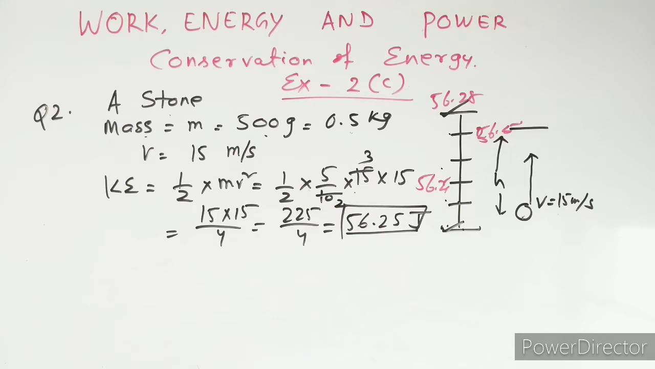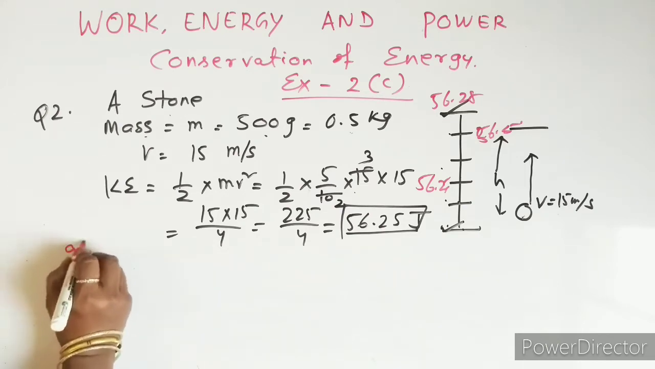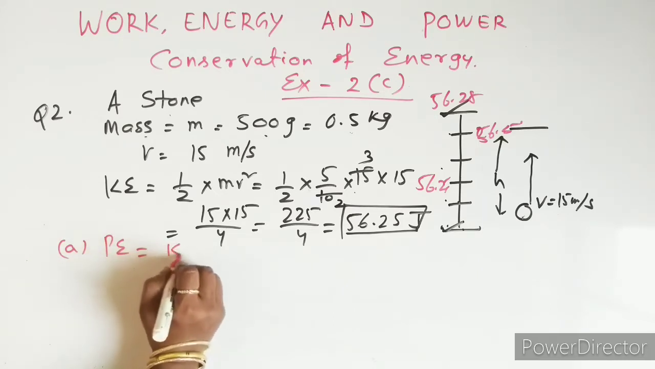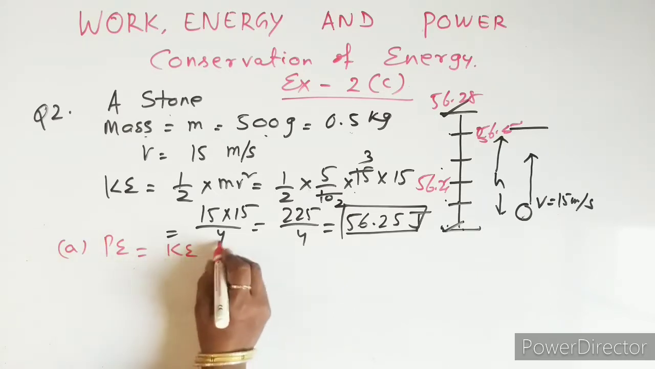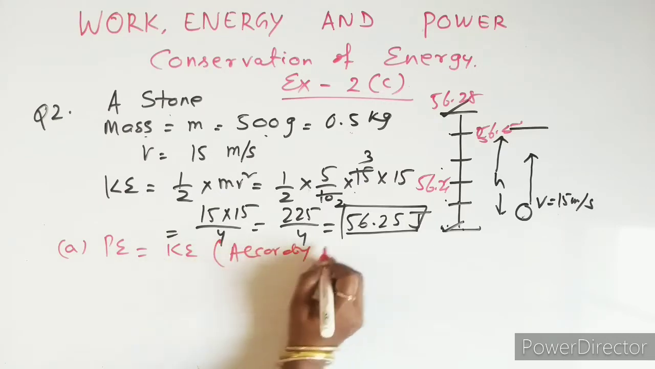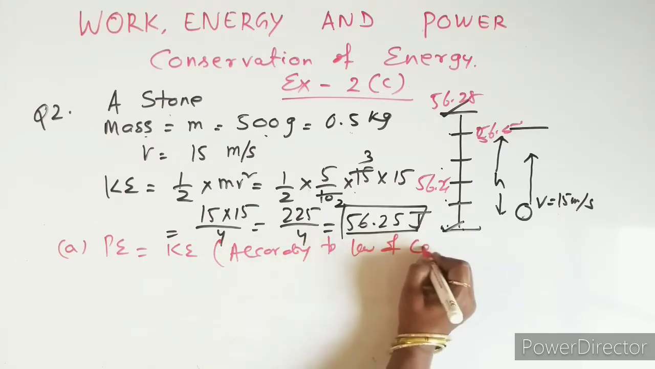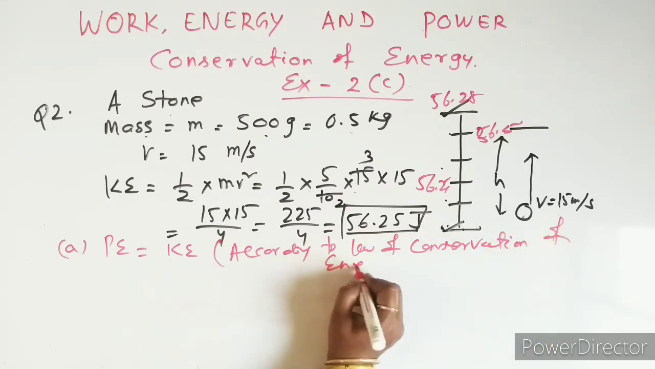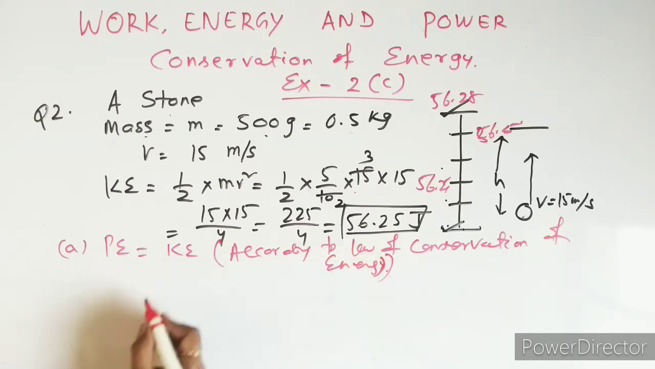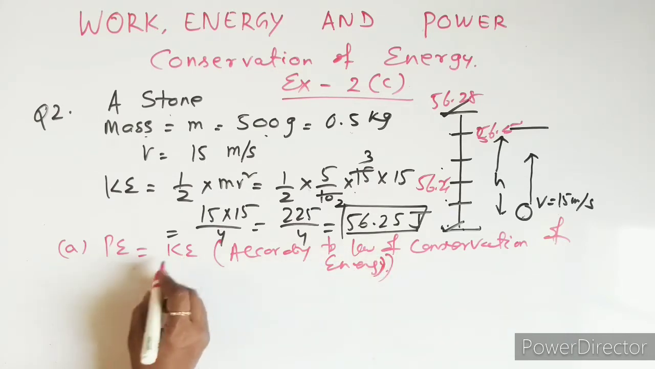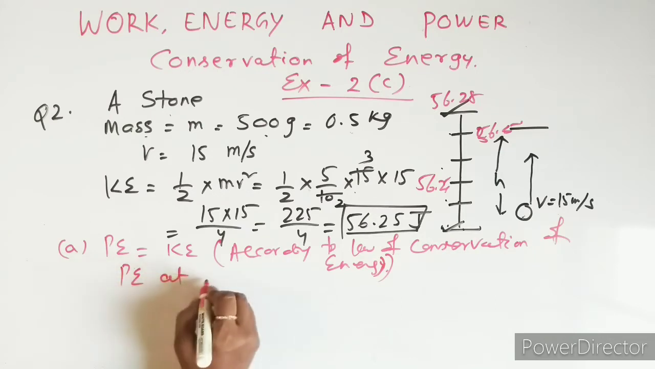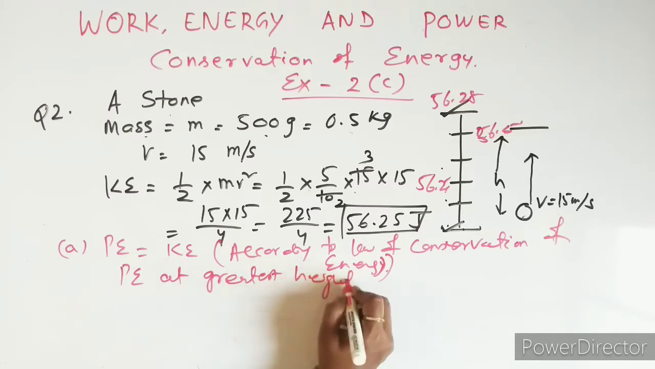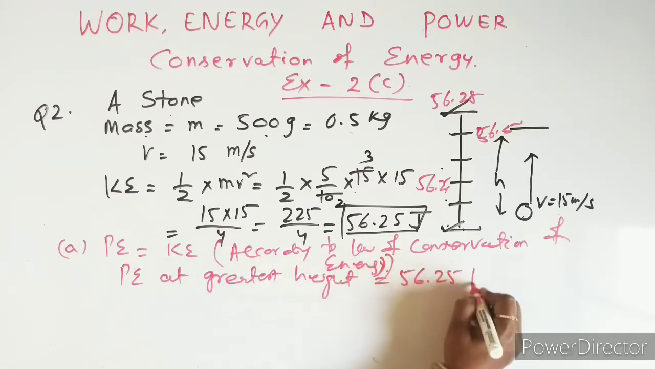The answer comes. So what is the first bit, bit A? It is the potential energy at the highest point. Potential energy equals kinetic energy here, but you have to write it according to the law of conservation of energy. We have to mention this, and only then write kinetic energy equals potential energy. So potential energy at the greatest height is equal to 56.25 joule.